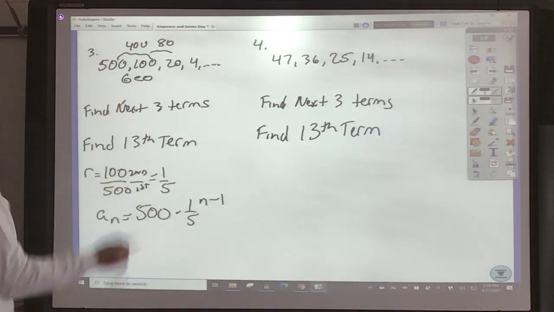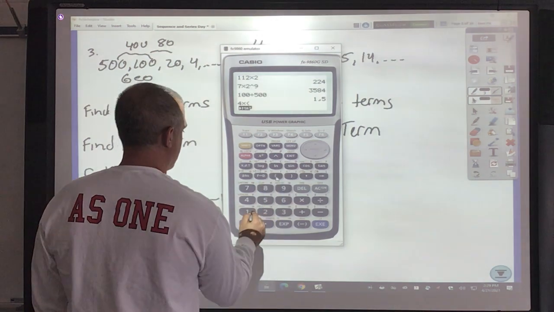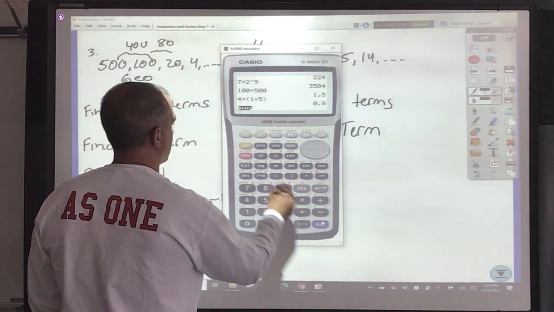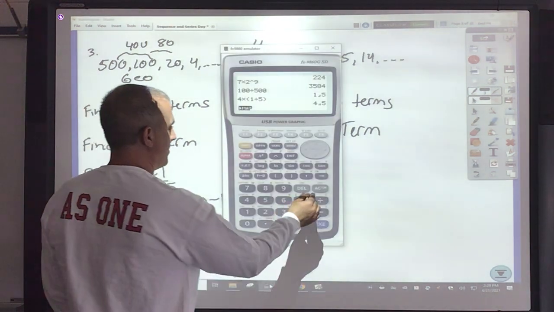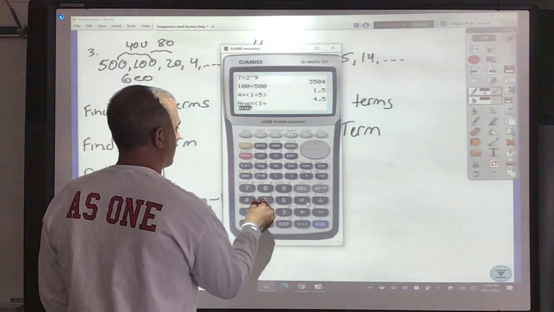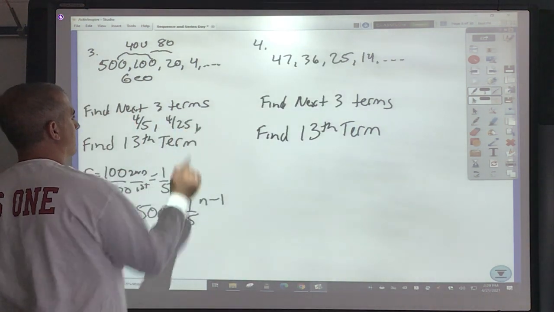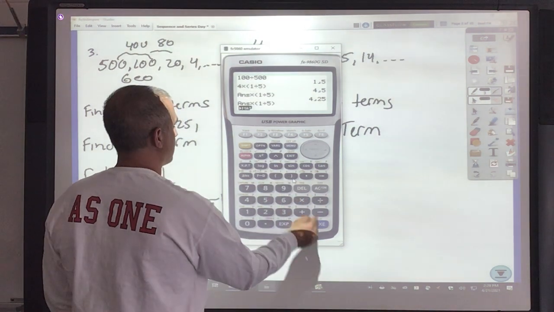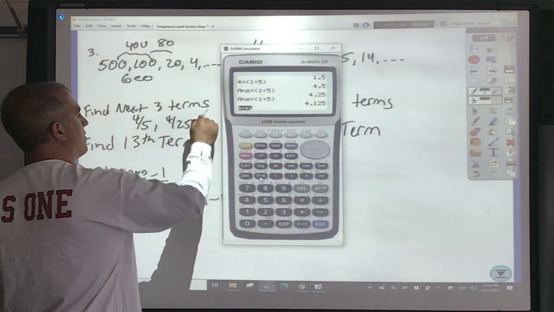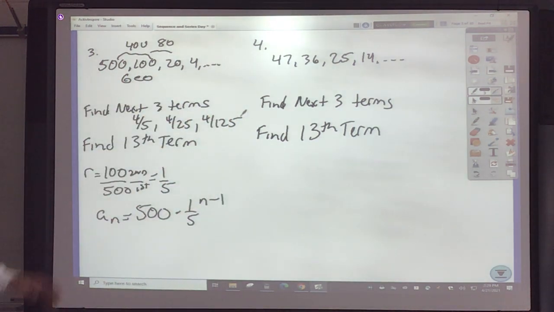To get the next 3 terms, I just got to do 4 times 1/5, which is 4/5. Then I want to do that times 1/5, which is 4/25. And then that times 1/5 is 4 over 125. So just keep your pattern going, and it makes sense. It's getting smaller and smaller.